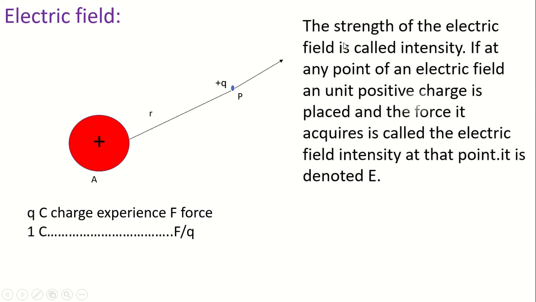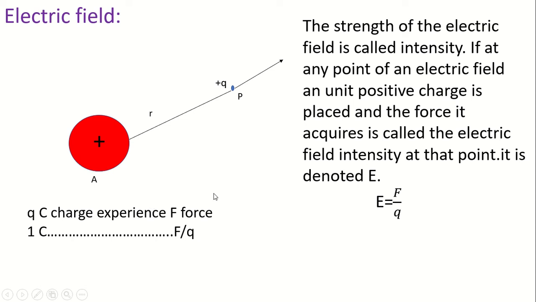So look here, I have written the definition. The strength of the electric field is called its intensity. If at any point of an electric field a unit positive charge is placed, the force it experiences is called the electric field intensity at that point. It is denoted by E. So we can write E equal to F by Q. That I have already explained.